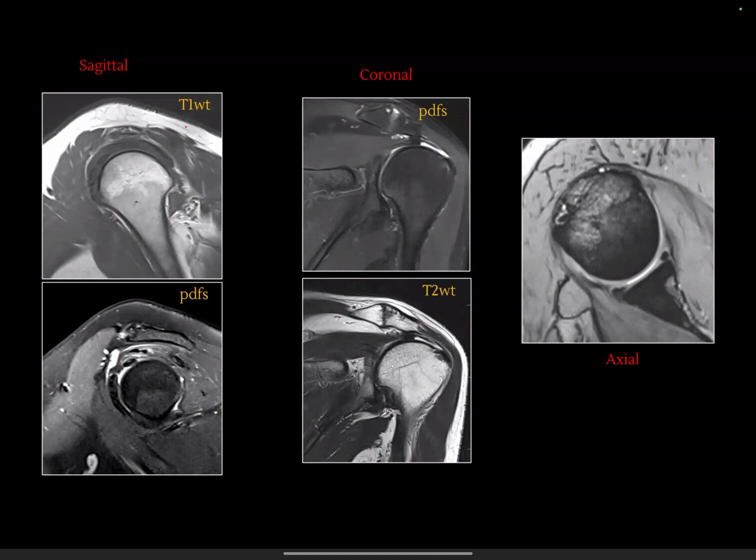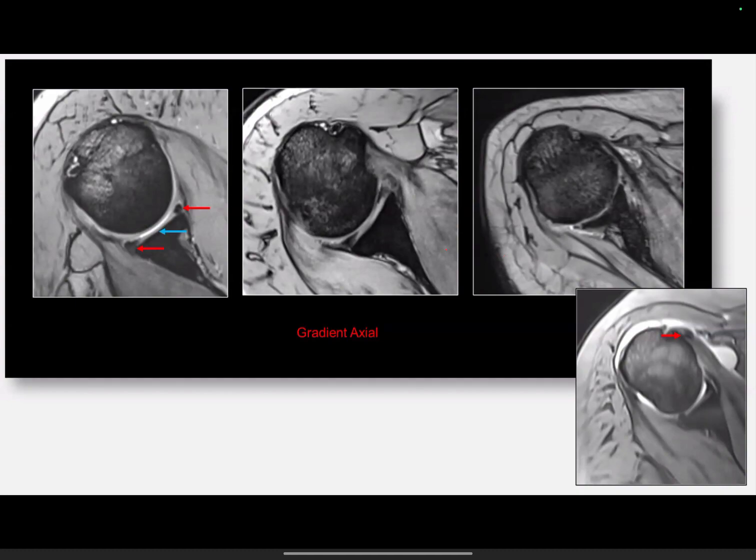Sagittal we do T1 weighted and PDFS images, coronal we do PDFS and T2 weighted images, and axial we do GRE images. You can see we do GRE images because they give us so much more information compared to PDFS axial. In these three images you can see it gives information about the glenoid labrum. You can see the triangular anterior and posterior glenoid labrum, and it gives an idea about articular cartilage. You can see its grayish signal intensity between the humeral head and bony glenoid, and it gives an idea about calcification.